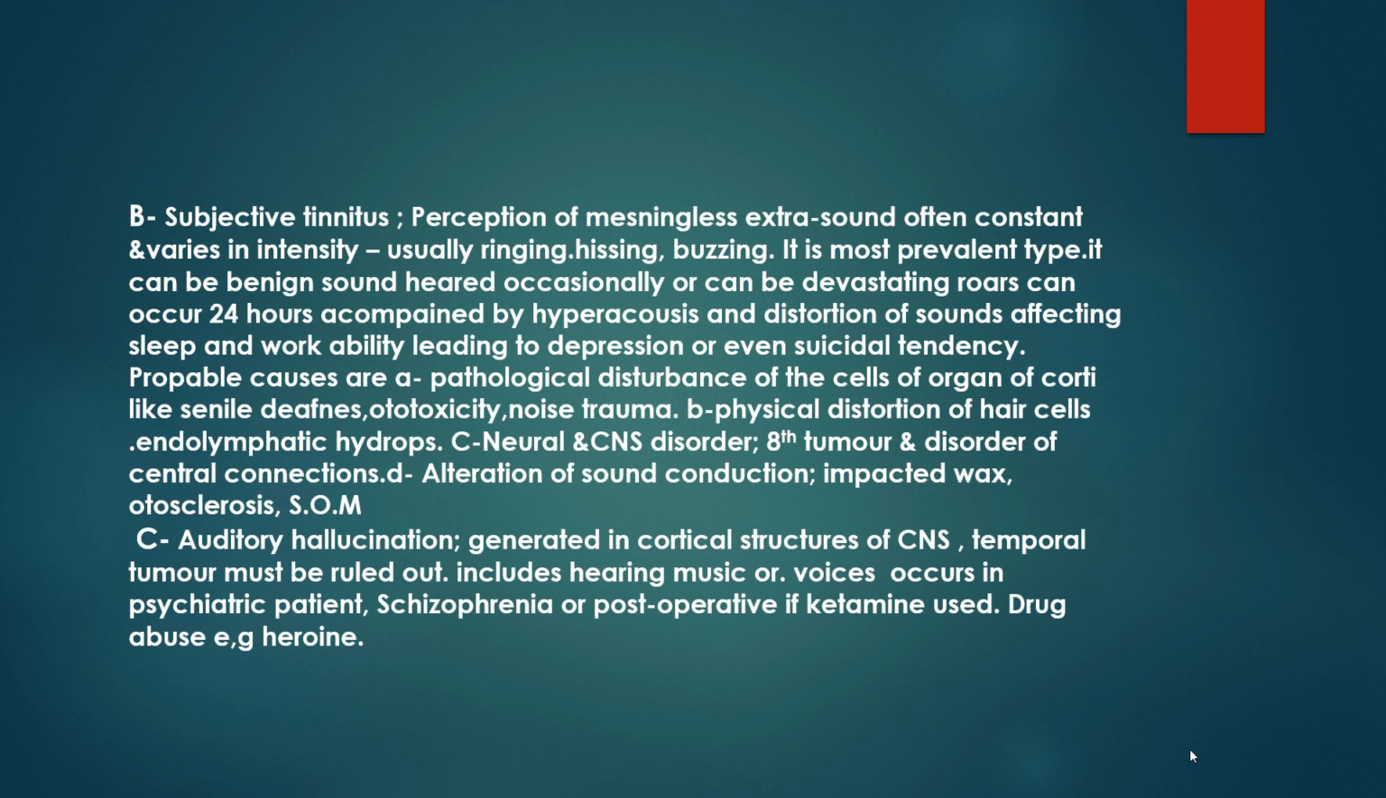The third type, we have auditory hallucination. This is generated in the cerebral cortex of the central nervous system. Temporal tumor must be ruled out. It includes hearing music or voice sound. It occurs commonly in the psychiatric patient, those patients with schizophrenia, or sometimes you may get it post-operatively if ketamine had been used, or we may get it in drug abuse, like in those who are using heroin or other addictive drugs.